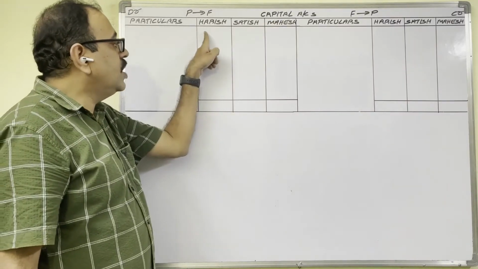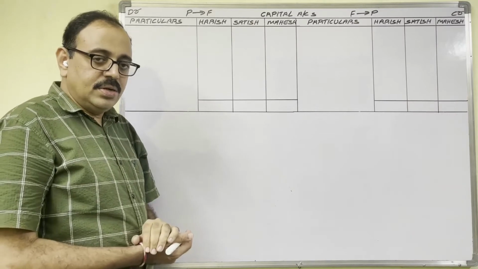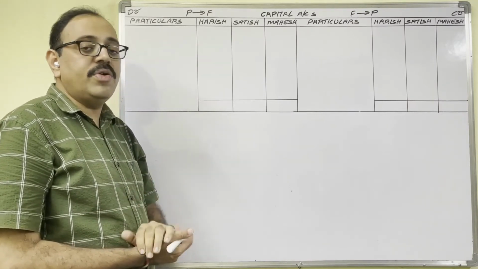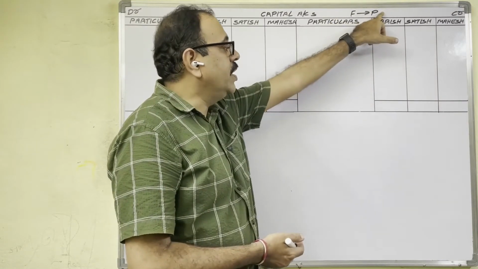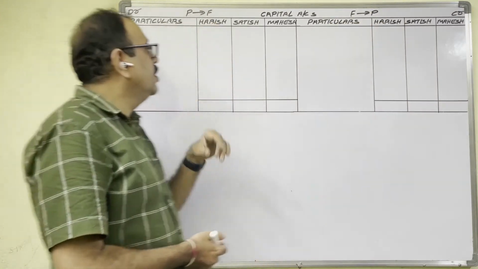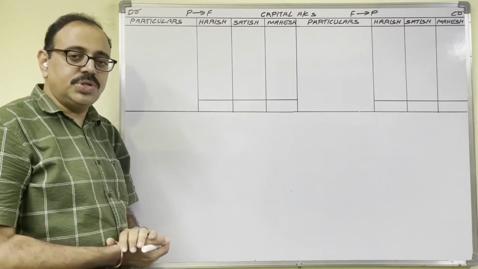Capital accounts of Harish, Satish and Mahesh. Debit side, credit side. What are the hints? At the time of retirement, the amounts which a firm should pay to a partner, on the credit side we should show. The amounts which a partner should pay to the firm, on the debit side we should show.